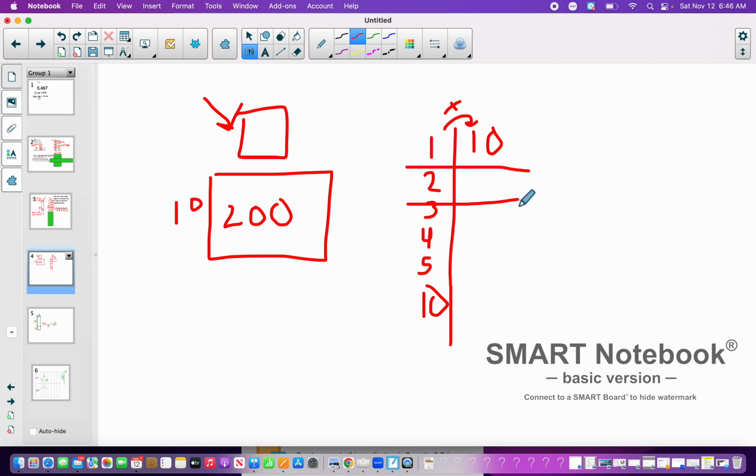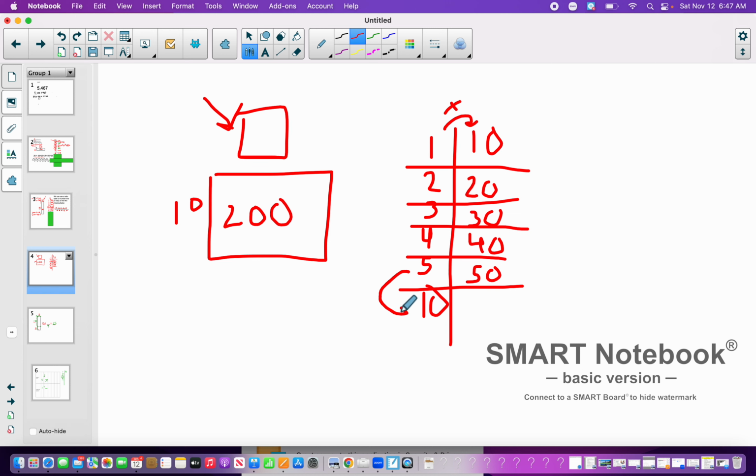What if I have 2 pages? Each page has 10. That would be 20. What if I have 3 pages? 30. 4 pages of Pokemon cards, 40. See how I'm counting by my multiples of 10? Now watch what happens here. One thing that's cool about ratio tables, we can do the doubling thing.